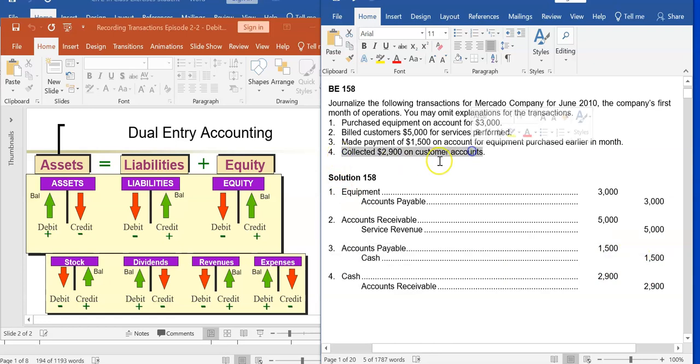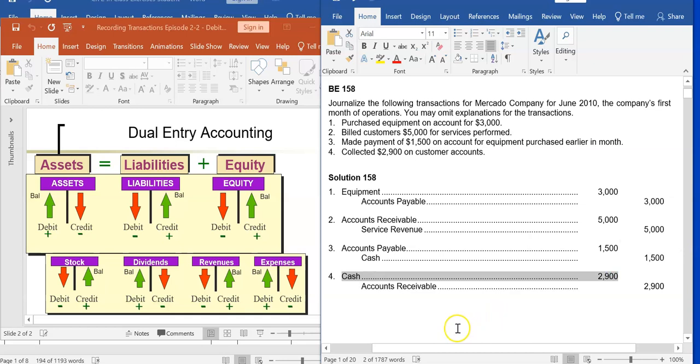Finally, we collected $2,900 on customer accounts. This means that we had previously recorded accounts receivable for providing services in the past to customers on account. Now some of the customers are paying what they owe us. We collected $2,900, which means we collected cash. Cash is an asset. To increase it, we debit it. We'll debit the cash account for $2,900 for the amount we increased in cash.